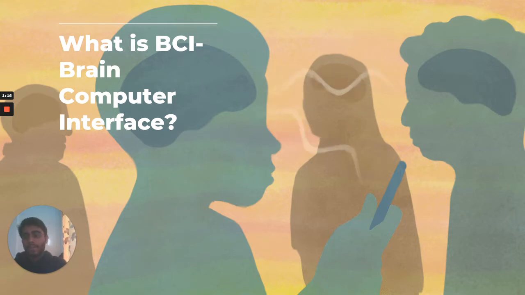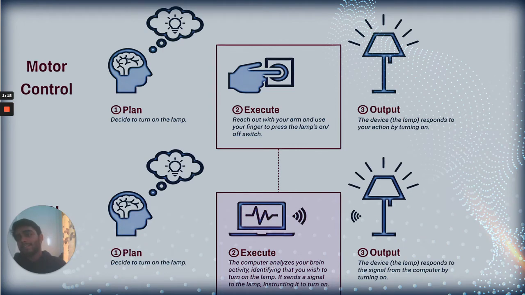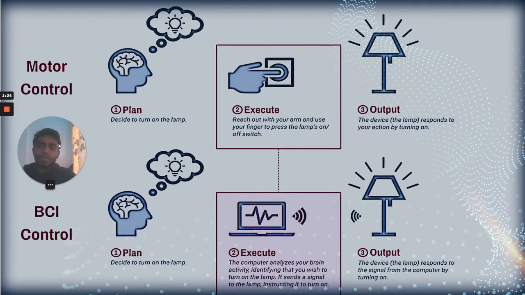Moving ahead, let's take an example of turning on a lamp. In motor control and BCI control, the first step is you have to plan. That is, you have to think in your mind and decide to turn on the lamp. There is a difference in the second step. In motor control, you move your muscles, you go ahead and click on the button to switch on the lamp, as a result of which the lamp responds by turning on.